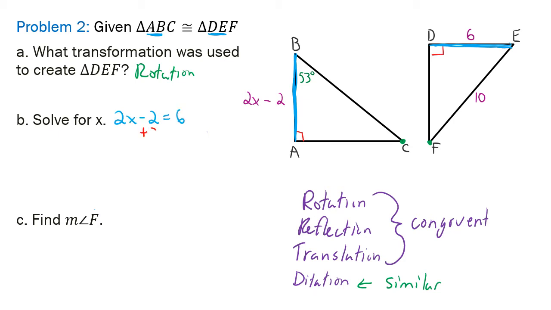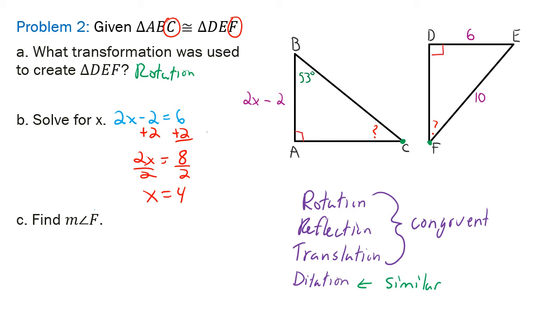We just add the 2, you get 8, divide by 2, and you learn x is 4. All right, the next thing they want us to find is the measure of angle F. So angle F is using the last letter. We do not have information provided to us at either one of those angles, so we have to do just a little work.